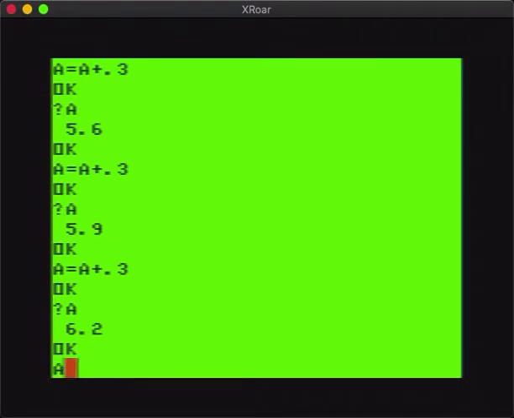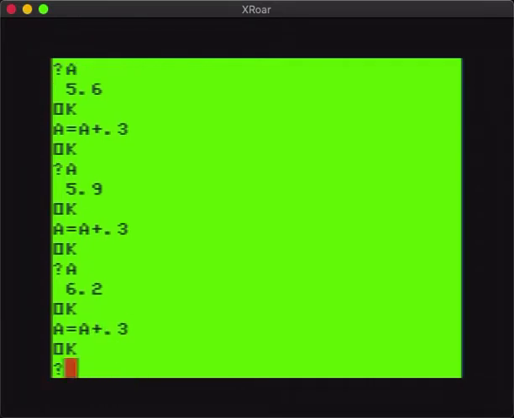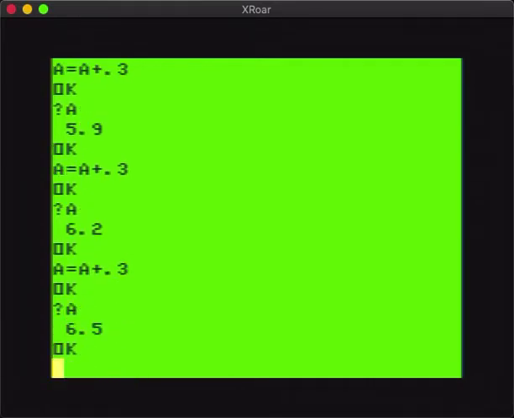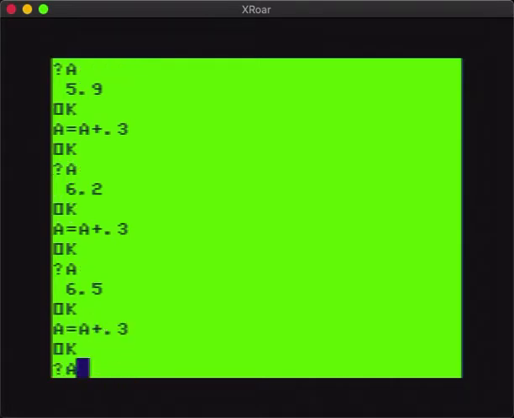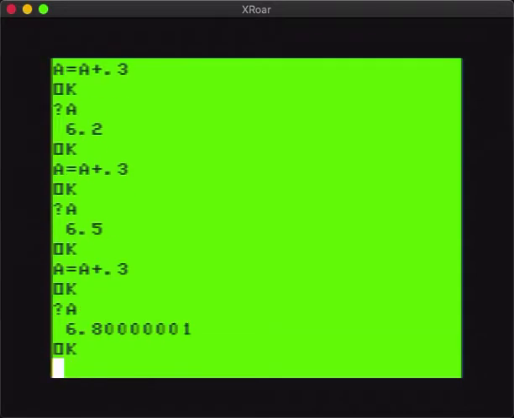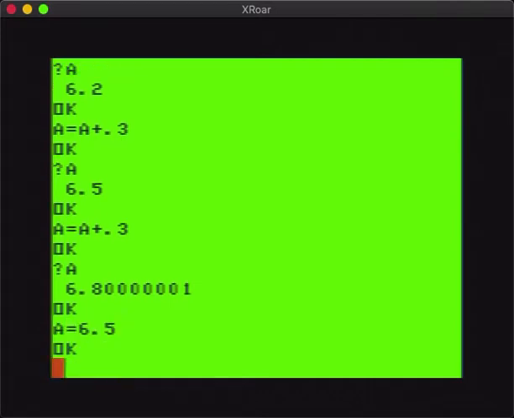So far, so good. A equals A plus 0.3. 6.5. Good. A equals A plus 0.3. 6.8. No. 6.800000001.